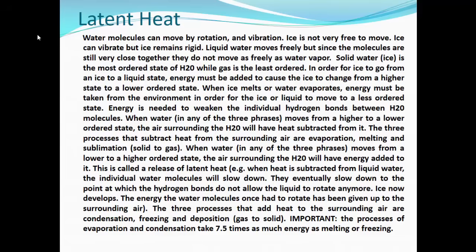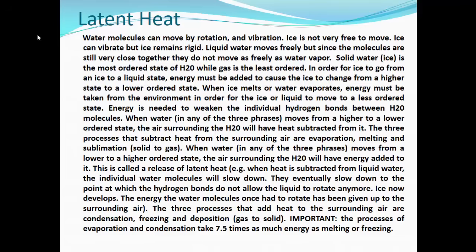In order for ice to go from ice to a liquid state, energy must be added to cause the ice to change from a higher ordered state to a lower ordered state. When ice melts or water evaporates, energy must be taken from the environment in order for the ice or liquid to move to a less ordered state. Energy is needed to weaken the individual hydrogen bonds between water molecules.